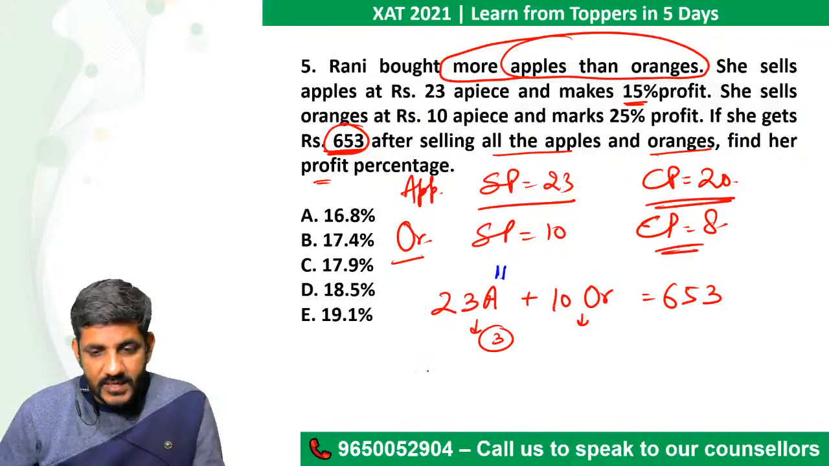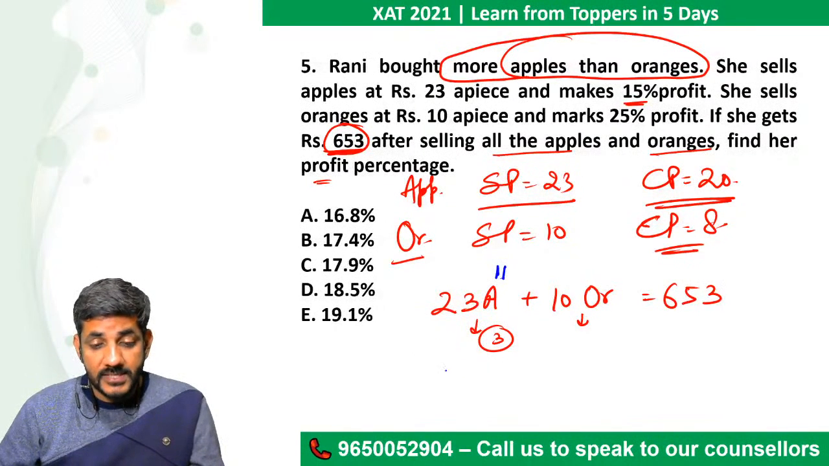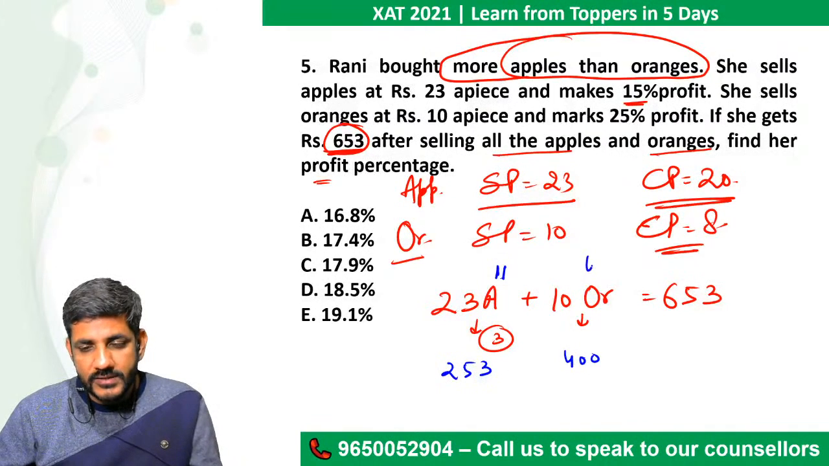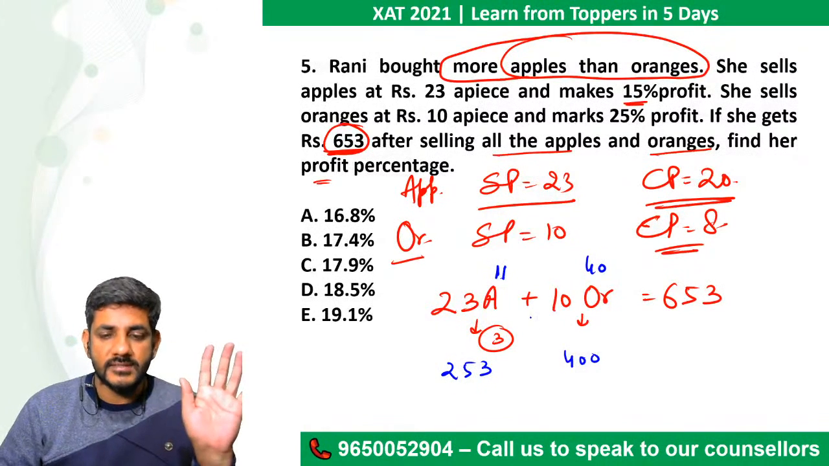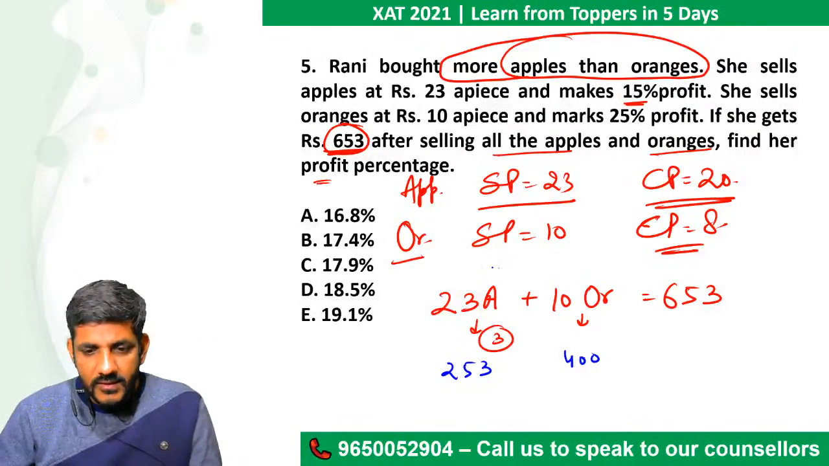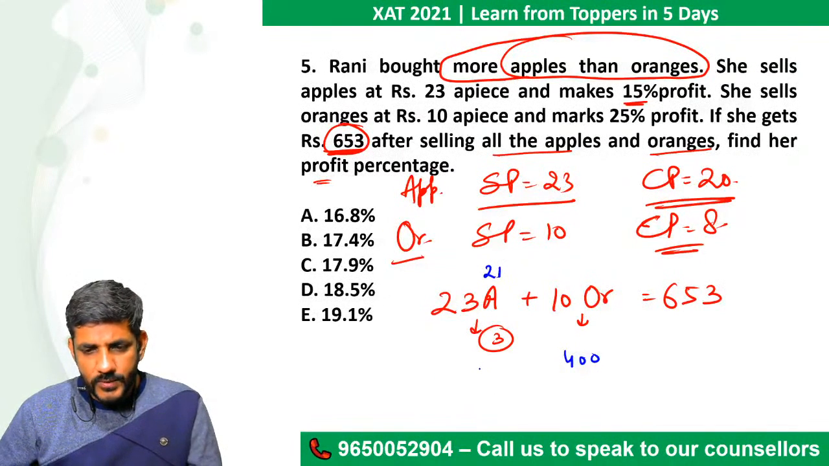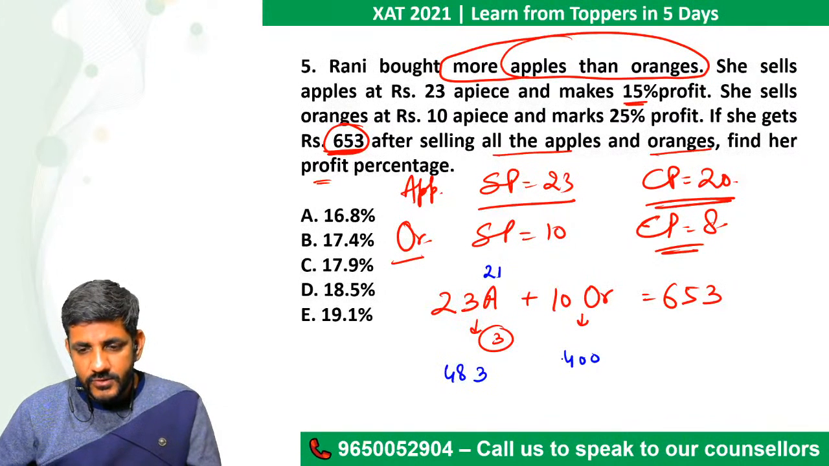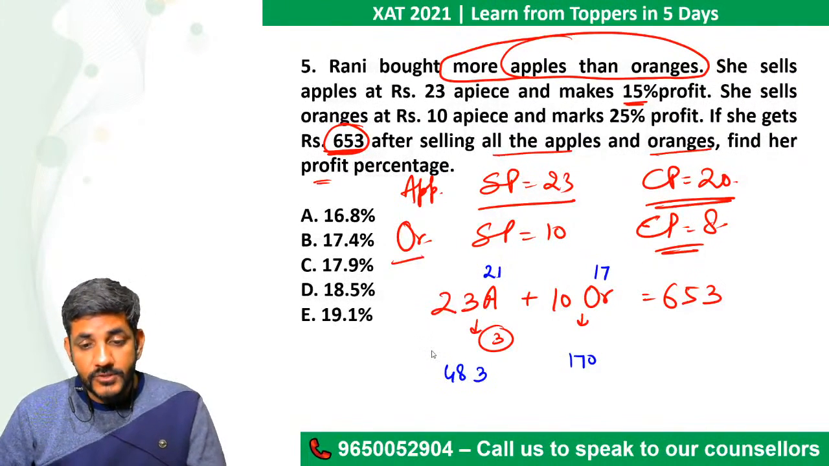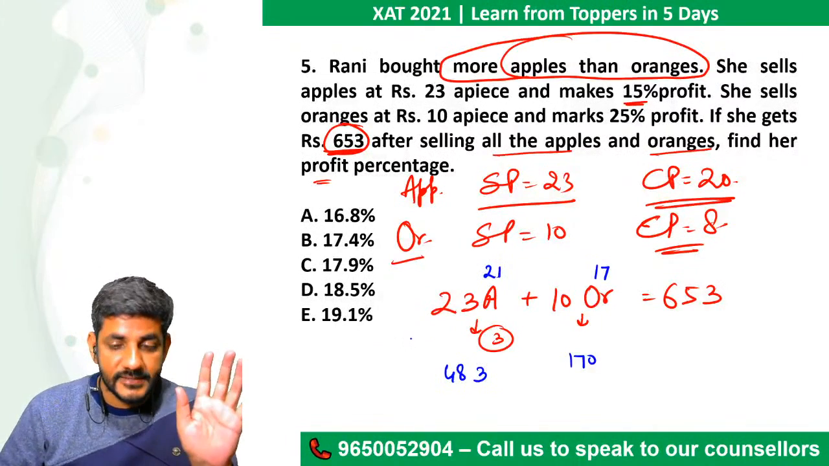Let's take apples as 11. So 23 into 11 becomes 253. In that case, the remainder will become 400 and oranges will become 40. Cannot be the answer. We can't take this either. Okay? Let's remove this. Next, let's take apples as 21. So how much will 23 into 21 be? 23 sixes are 138... 21 twos are 42 and 6, 48. So in that case, I get how much? 170 here. That means 17 oranges. So this is the only solution in this case.